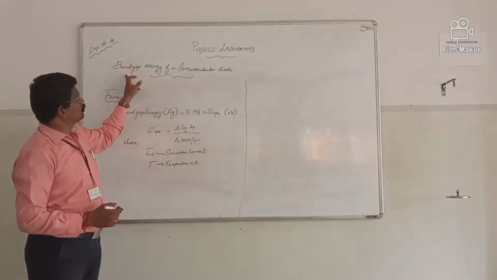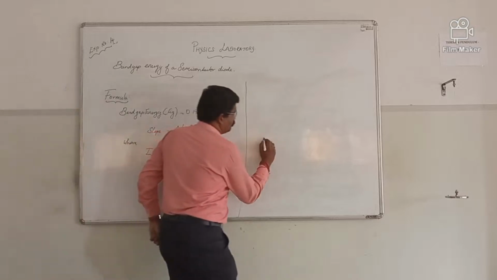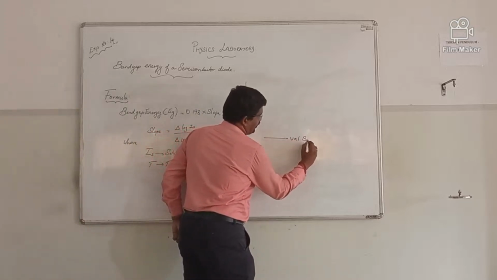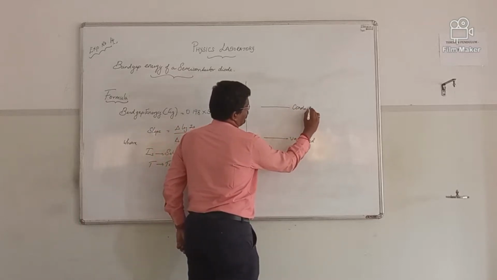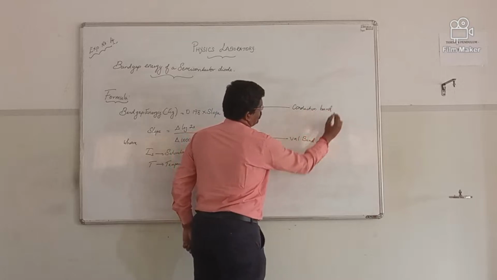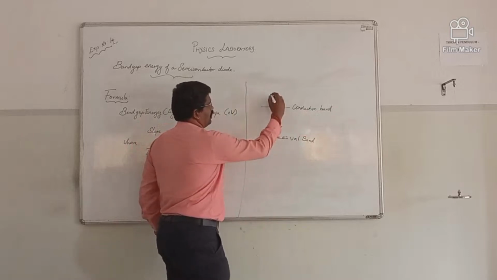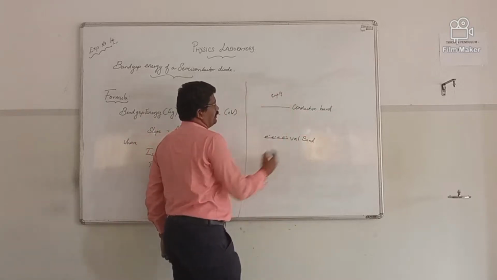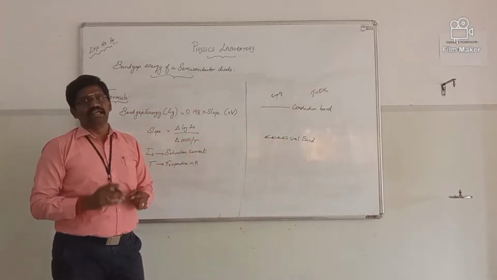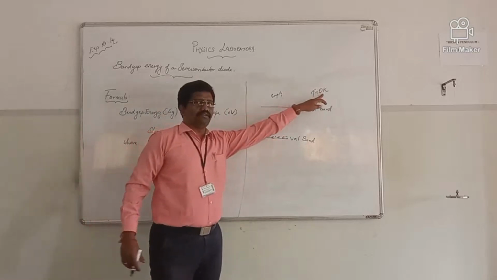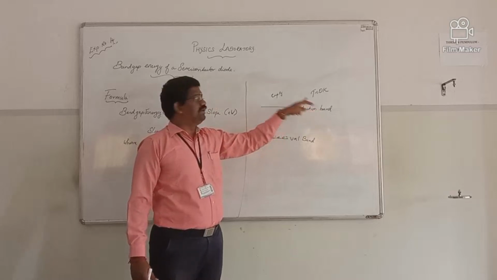Now we want to know what a band gap energy is. In a semiconductor, there are two bands. One is called the valence band, which is the lower energy level, and the other is called the conduction band. Usually all the electrons will be present only in the valence band, and the conduction band will be empty when the temperature is 0 Kelvin. So at low temperature, at 0 Kelvin, all the electrons are in the valence band and the conduction band is empty.